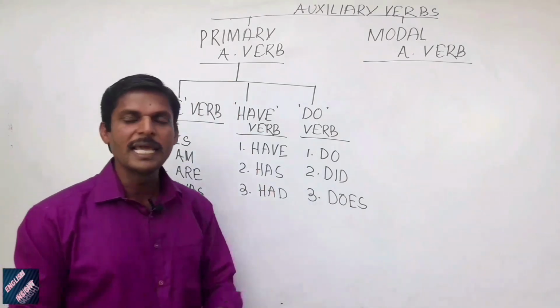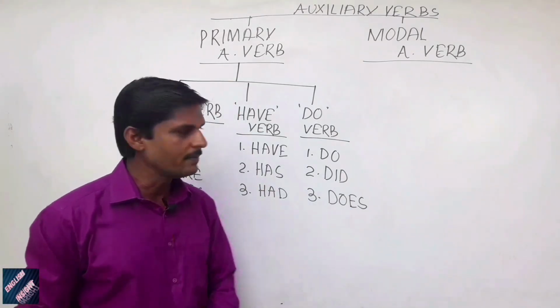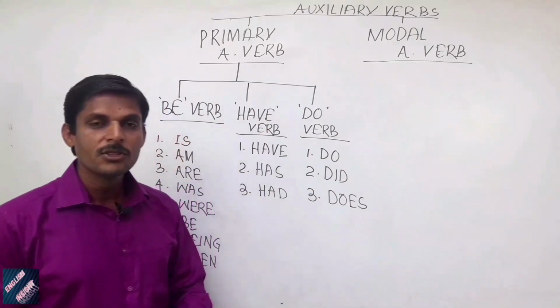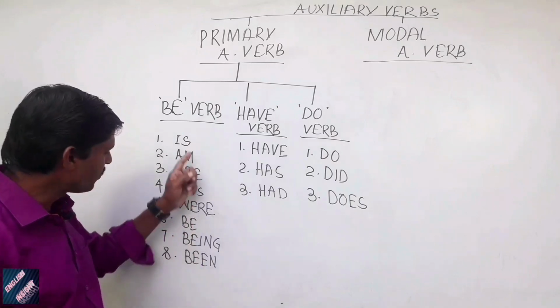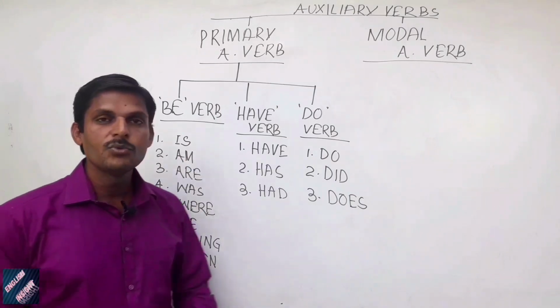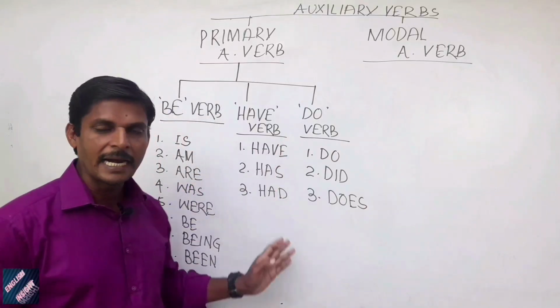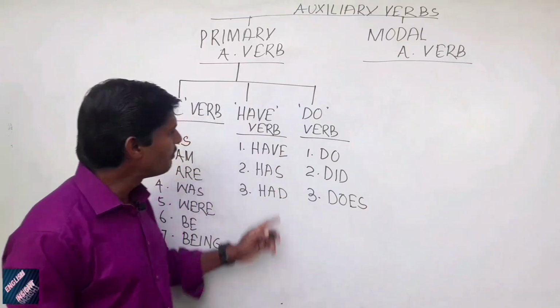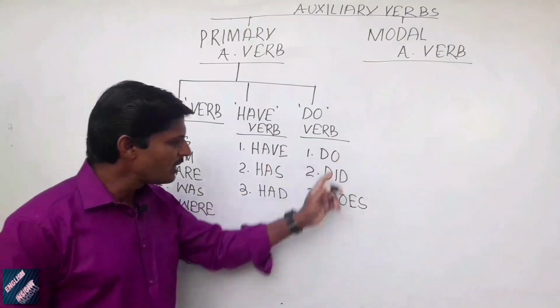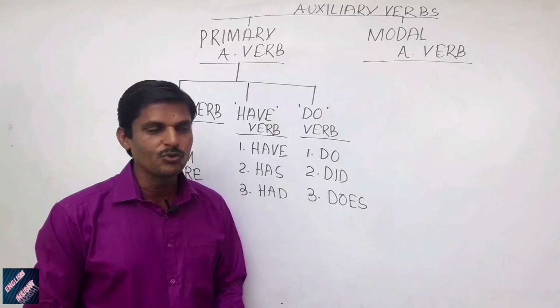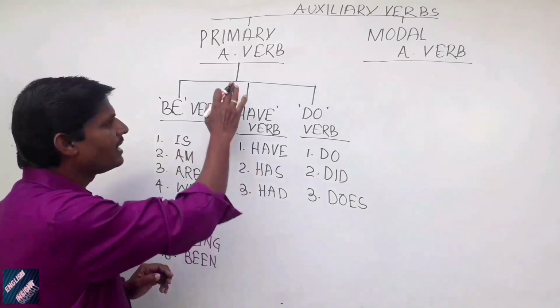Again, I am telling you, primary auxiliary verbs are of three types. One is the be verb, second is the have verb, third is the do verb. The be verbs are is, am, are, was, were, be, being, been. These 8 verbs are called be verbs, and these 3 verbs, have, has, had, are called have verbs. These 3 verbs, do, did, does, are called do verbs. All these verbs are primary auxiliary verbs.